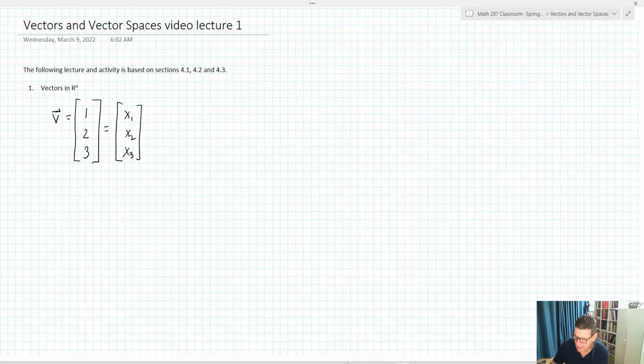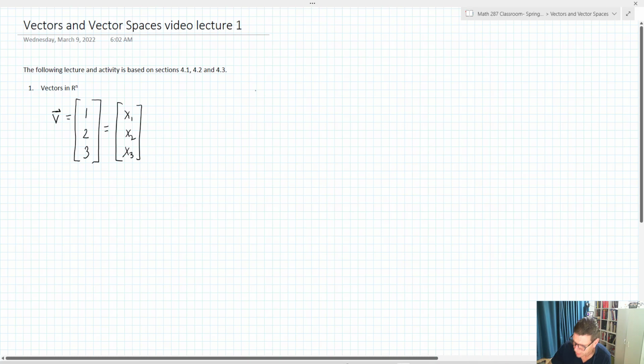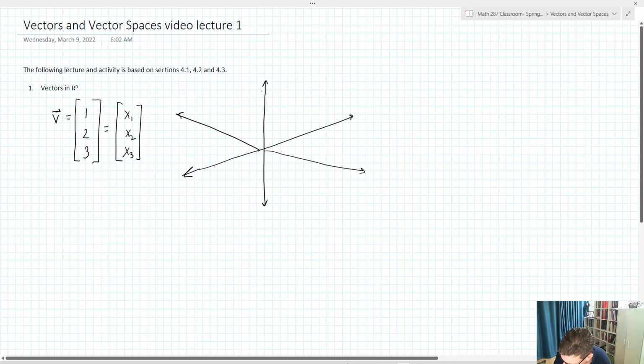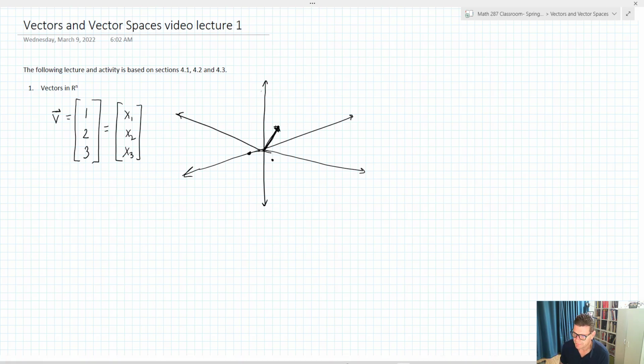If I were to draw this in 3 dimensions, it would look something like this. I'm going to go 1 in the x direction. In the y direction, I'm going to go 2. And then I'll go up 3 in the z direction. And then I'm going to draw a line from the origin to that point 1, 2, 3.